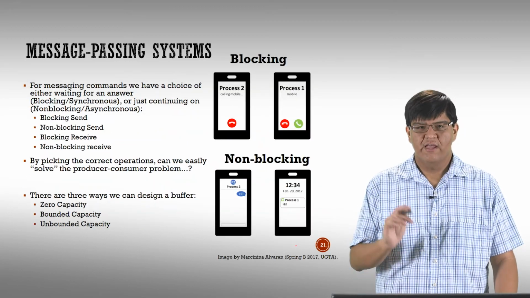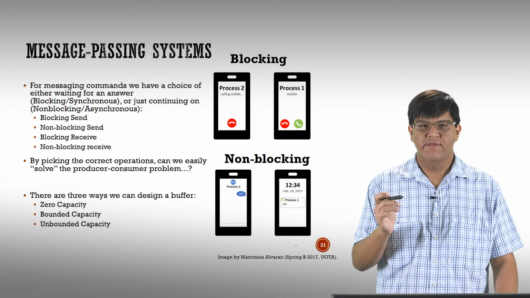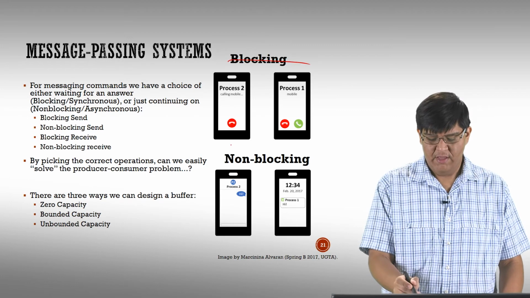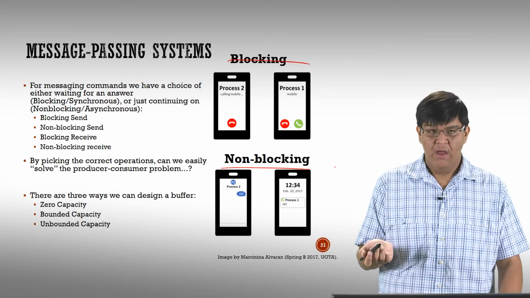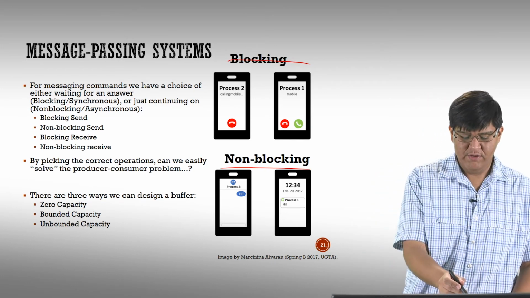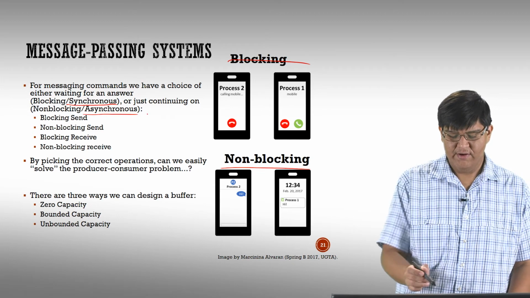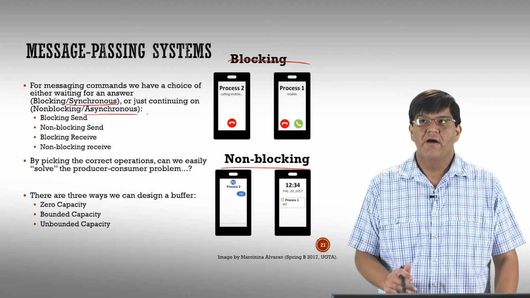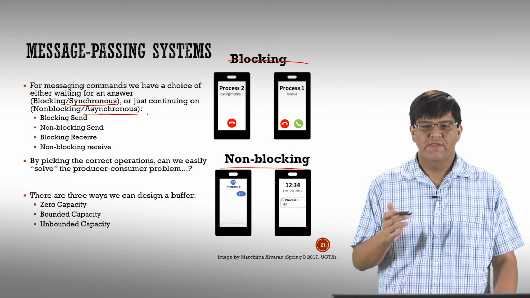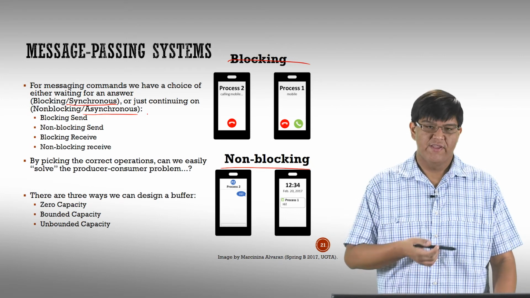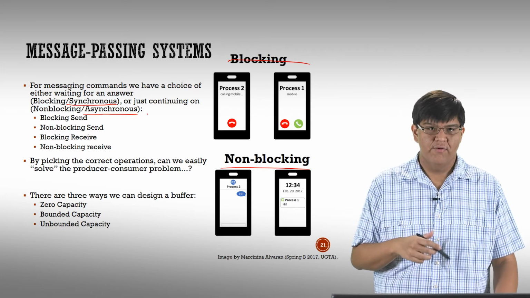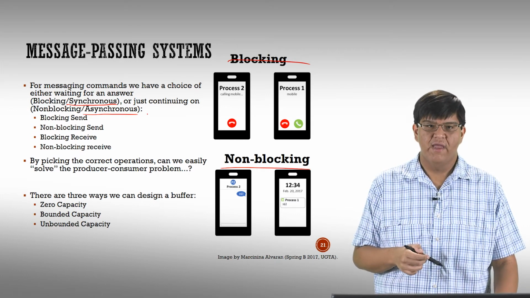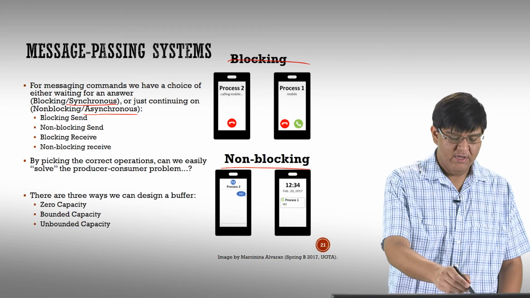Moving along, the next aspect of message passing systems is this notion of blocking versus non-blocking. You may have already heard that term. The analogous term is also synchronous and asynchronous. These are behavioral attributes of the send and receive functions. So I can have a blocking send versus a non-blocking send, or a blocking receive versus a non-blocking receive. I can have these four combinations here.